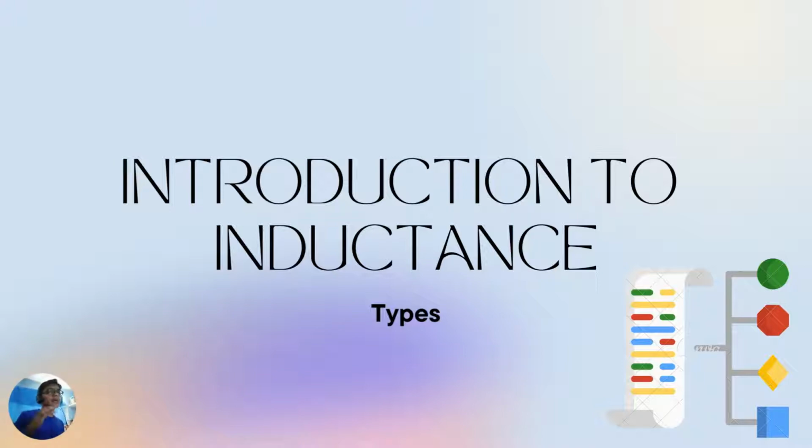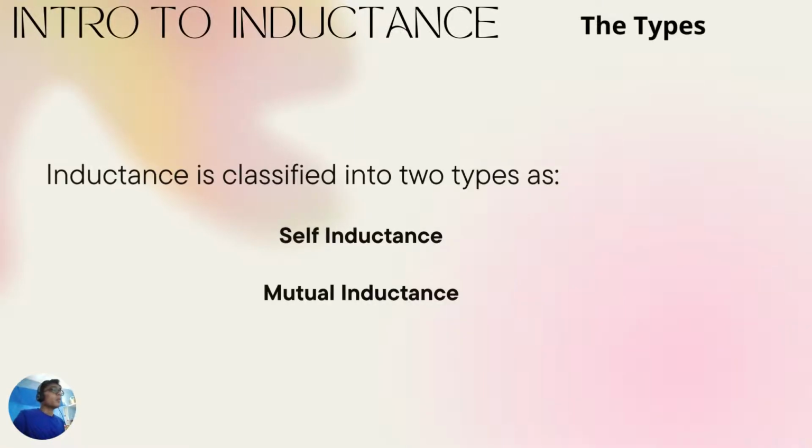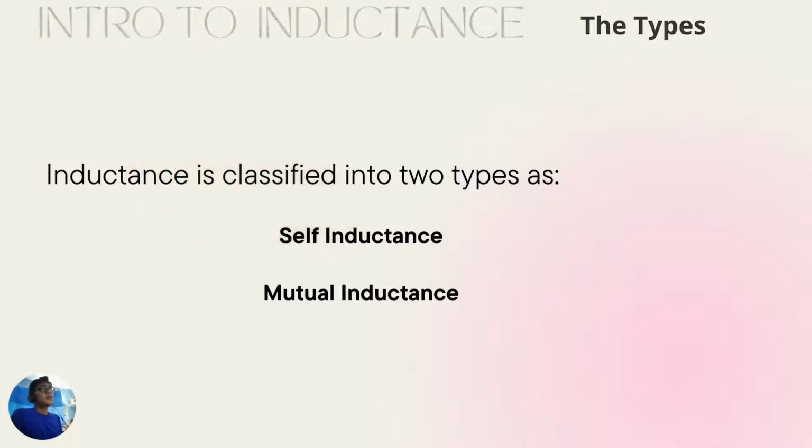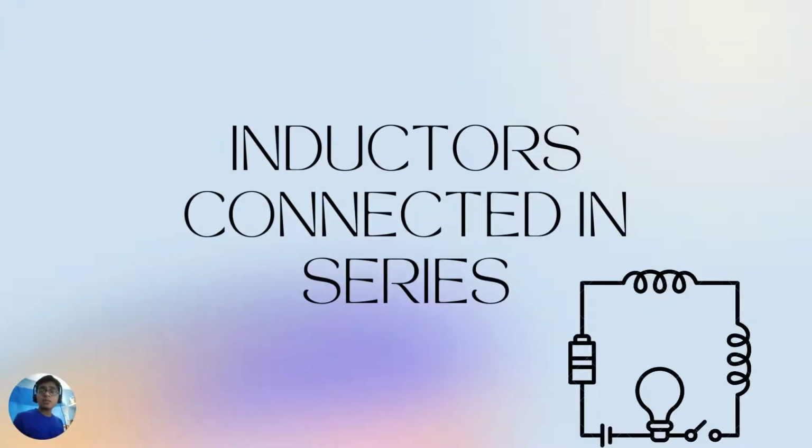Next we are moving on to types. There are mainly two types of inductance. First is self-inductance and the second is mutual inductance. With this slide, we are finished with the introduction part of inductance. So let's move on to inductors which are connected in series.